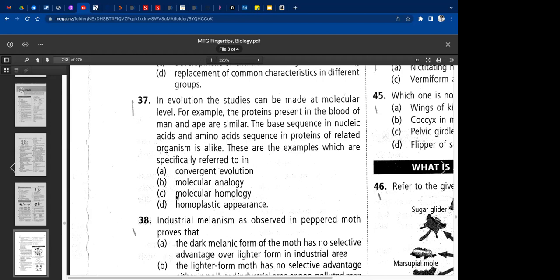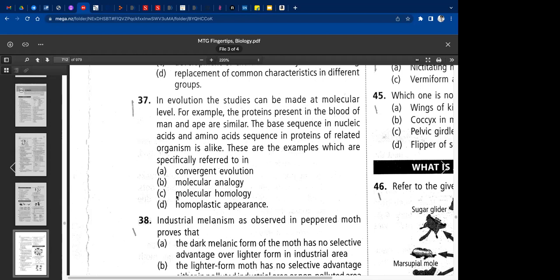We know that. So what should I put in place of molecular homology, which should be the correct option, but not molecular homology? The hint is option A. Divergent evolution. Perfect. Molecular homology, just like anatomical homology, is a proof of divergent evolution. Molecular analogy is a proof of convergent evolution. Do you understand, everyone?